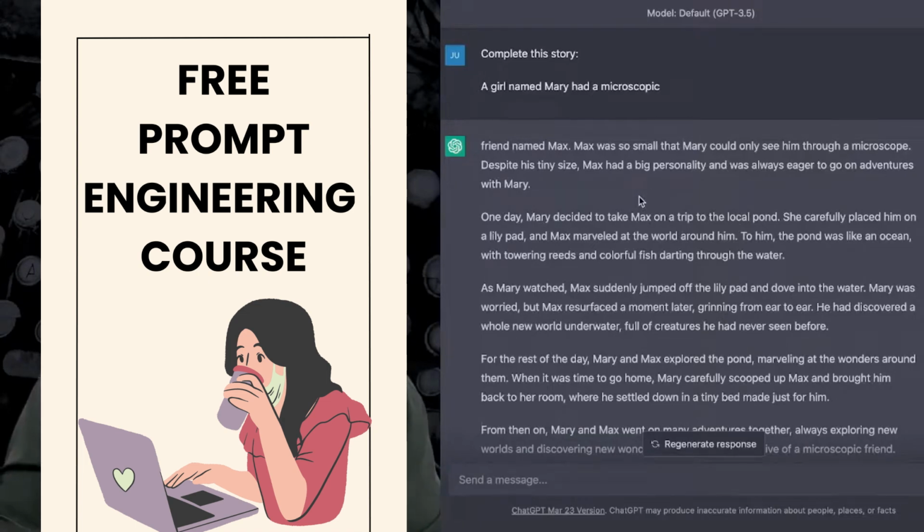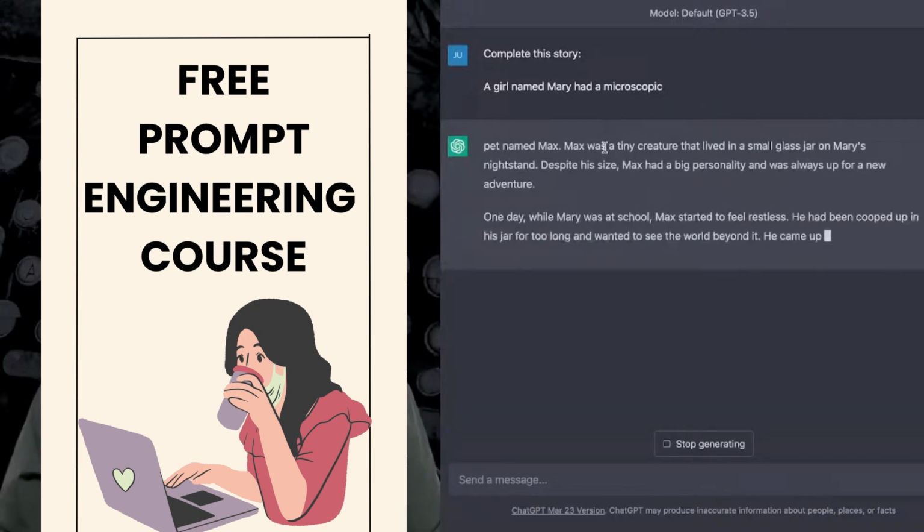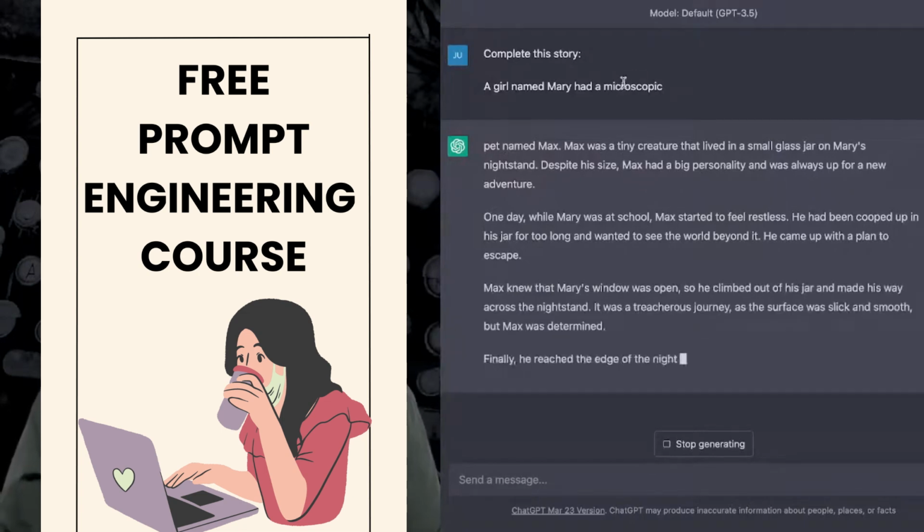Now, one of the interesting things is you can imagine that when you start talking about microscopic, there's probably descriptions of going to a pond and doing science with a class of students. I almost have a vision of it reading stories about students getting samples of pond water and looking at them under a microscope. But the important thing is you notice that "Mary had a little" created a very, very specific response, whereas "a girl named Mary had a microscopic" creates a much different response. And then if we rerun this, we get something completely different. Pet named Max. Max was a tiny creature that lived in a small jar.